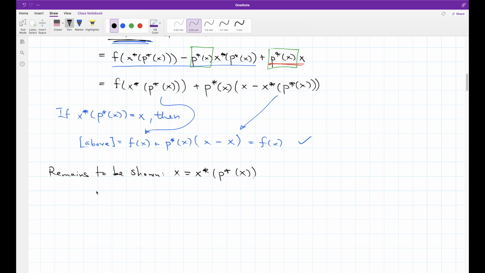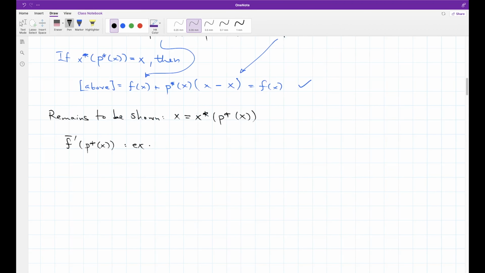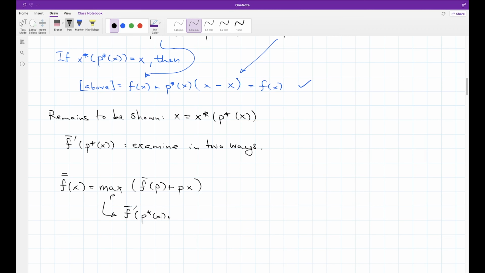All right. Now to do this, we're going to look at the object f bar prime of p star of x in a couple of different ways. The first thing to do is simply look at f double bar of x, which we know is the maximum over p of f bar of p plus px. And how would we find this maximum point, p star? Well, we would just use our first derivative condition. So we would get that f bar prime of p star of x is equal to, well, it's just minus x. Good. So this is going to be one of the conditions that we need.